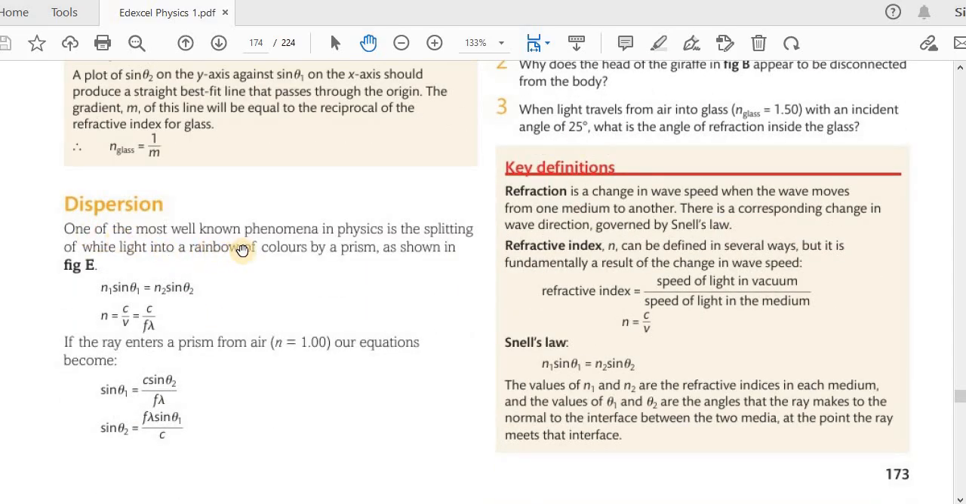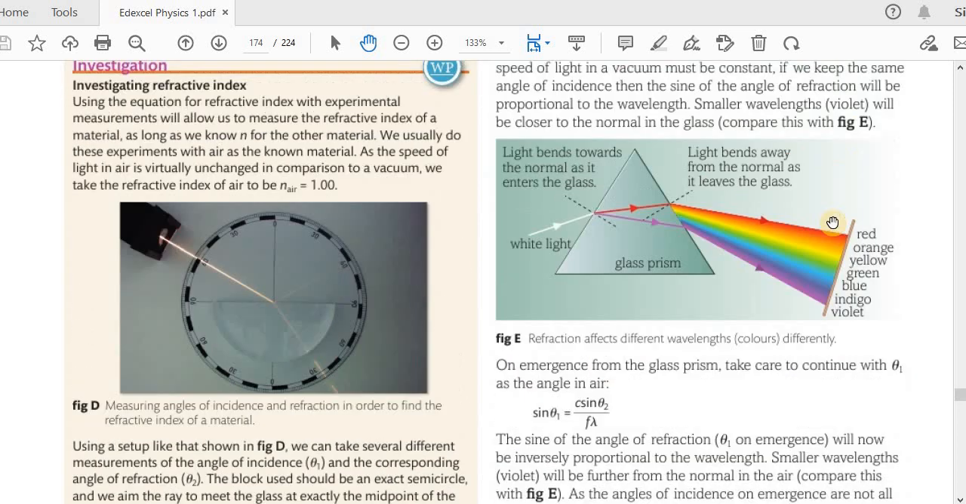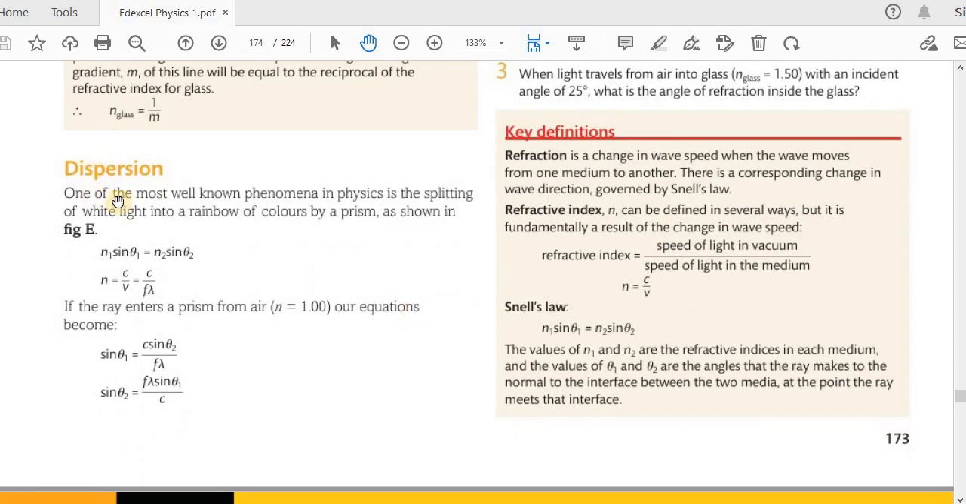Okay, let's see. One of the most well-known phenomena in physics is the splitting of white light into a rainbow of colors by a prism, as shown in figure E over here. Refraction affects different wavelength colors differently. Now you have different wavelengths here. Remember, even in the electromagnetic spectrum you have the different wavelengths. Similarly, in the visible light region you have ROYGBIV. Red has the longest wavelength, violet has the shortest wavelength here. The wavelength decreases from red to violet. Okay, so we went to rainbow colors.